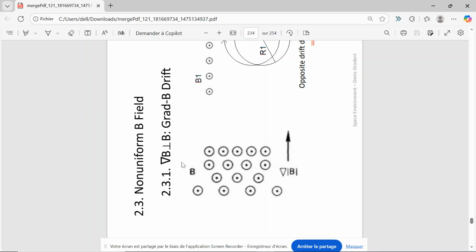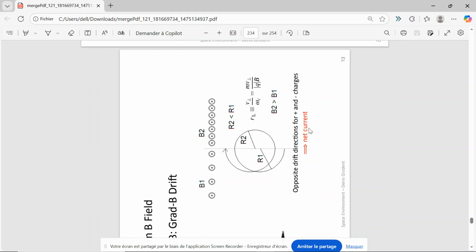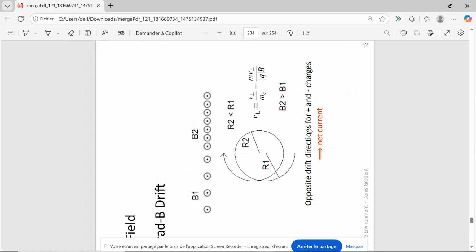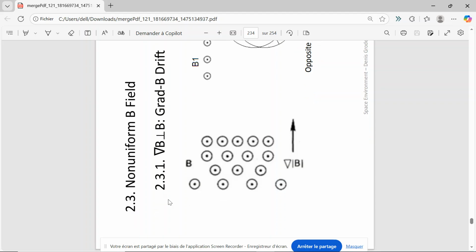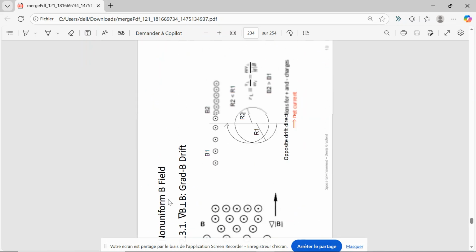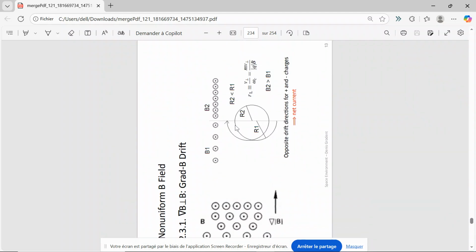We also see later on that the gradient of the magnetic field in the parallel direction will not induce a net current, but it will induce the mirroring points, the mirror points. So the variation of the magnetic field perpendicular to it induces a ring current. Interesting. All right.